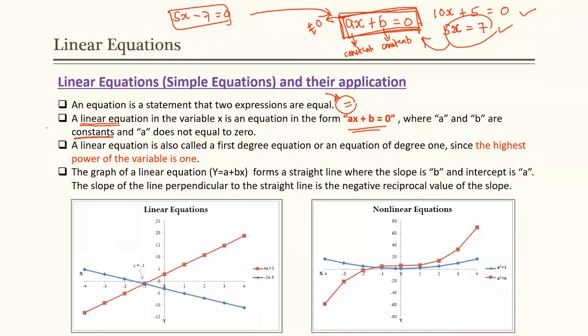Right. So we were discussing this point. The third bullet point says: a linear equation is also called a first degree equation. Now you know 3 synonyms for the same. We can say linear equations, simple equations, or first degree equations. All these 3 terms mean the same.